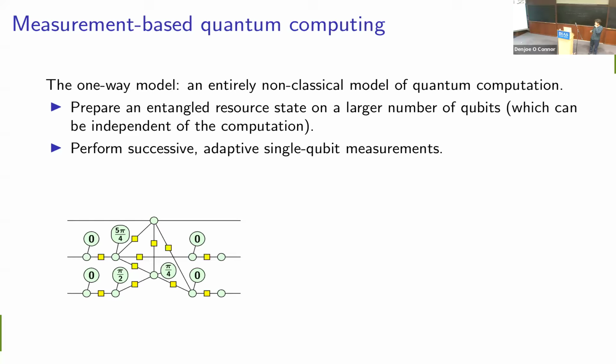The reason that our measurements have to be successive and adaptive is that, of course, any single-qubit measurement in general is not deterministic. But we want to use them to do a computation that is deterministic overall. This isn't always going to be possible, but if we've set up our resource state in the correct way and we do our measurements in the right order, we can adapt later measurements to compensate for having seen an undesired outcome in an earlier measurement.